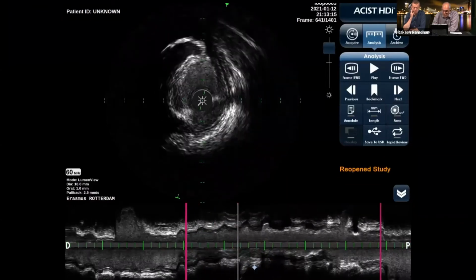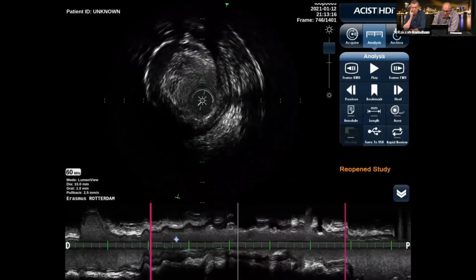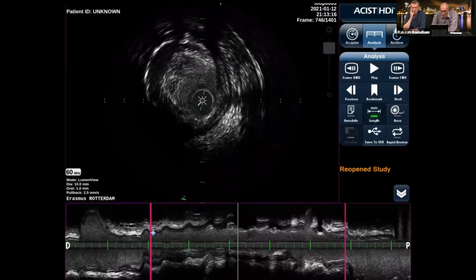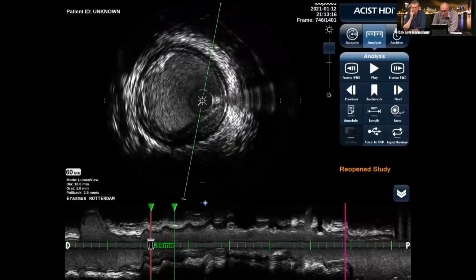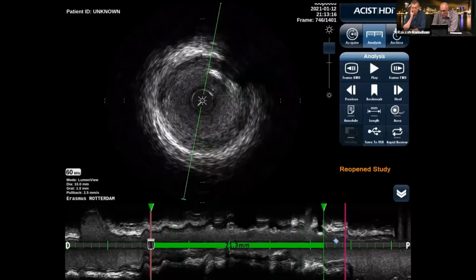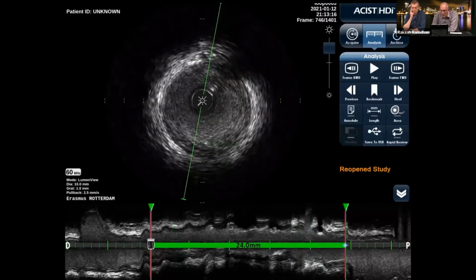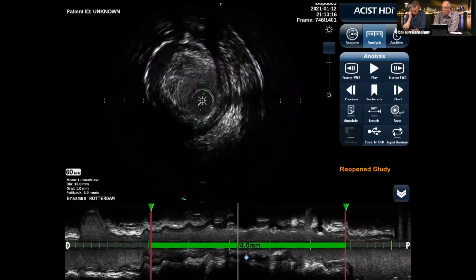I hope that in future the machine will automatically calculate the length between the two bookmarks. That's possible, but for now we take the length and bring it to the other bookmark, and there we have the length of the stent that we need, 24 millimeters. And I think Joost, you will agree that you would place a 4.0 stent in there.